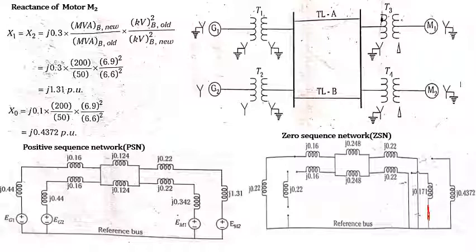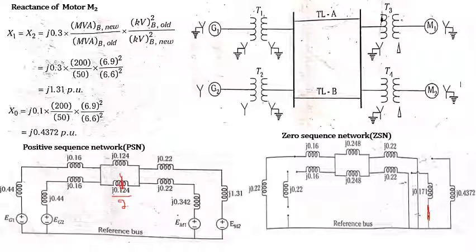But the problem is not yet completed. What we need to do is, there is a fault at the midpoint of the transmission line. So what is the reactance? That's what we need to consider. Consider this PSN. The source of EMF should be short circuited, and this reactance between points 1 and 4 we need to divide by 2, because the fault is at the midway, exactly at the half.